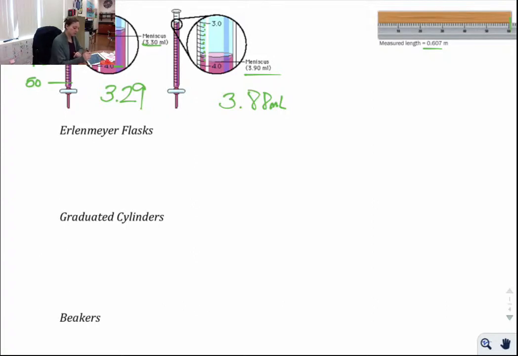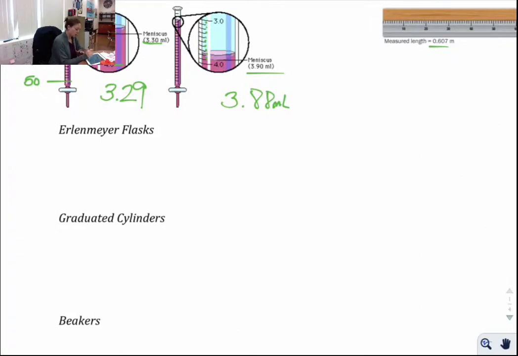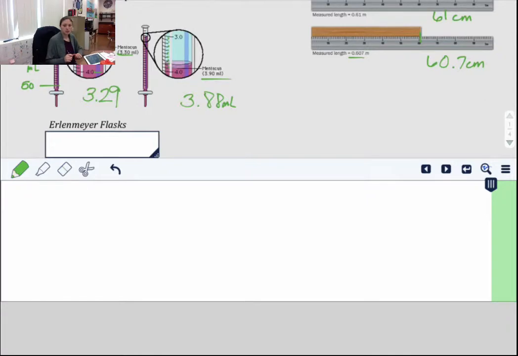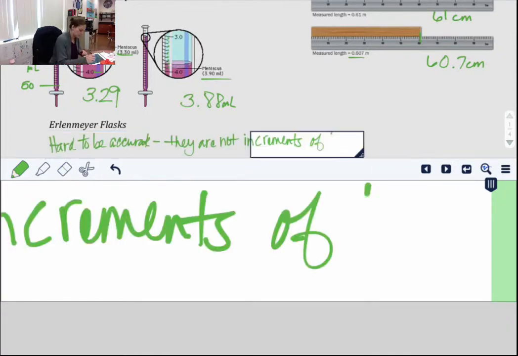An Erlenmeyer flask. Erlenmeyer flasks are much harder to be accurate with and much harder to have any kind of precision with, because Erlenmeyer flasks tend not to be in multiples of 10 or increments of 10. And I'm going to show you a couple of examples.